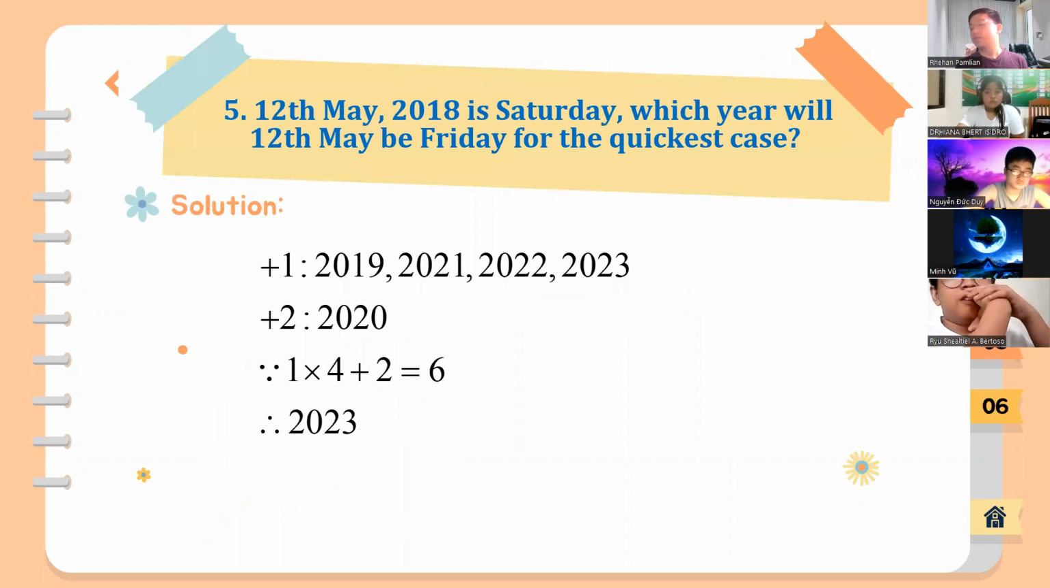Number 5. Okay, so for number 5, we have here a time or date problem. So 12th of May, 2018 is Saturday. Which year will 12th of May be Friday for the quickest case, or meaning the fastest way or the nearest date where 12th of May will become a Friday? So how are you going to solve that? So basically, you just have to add 1 on each year. Okay, if it's the same day, you just need to add 1. But there's a but. Okay, there's a special condition.